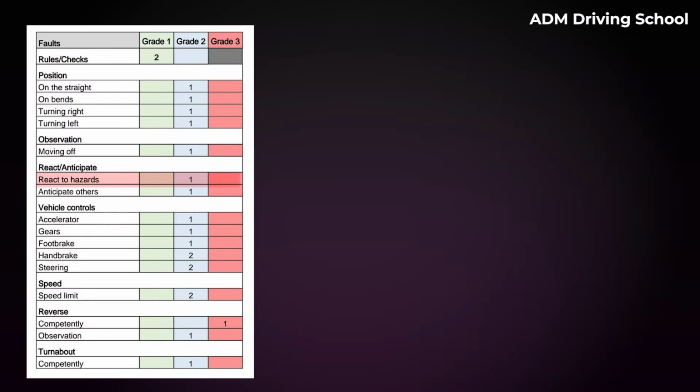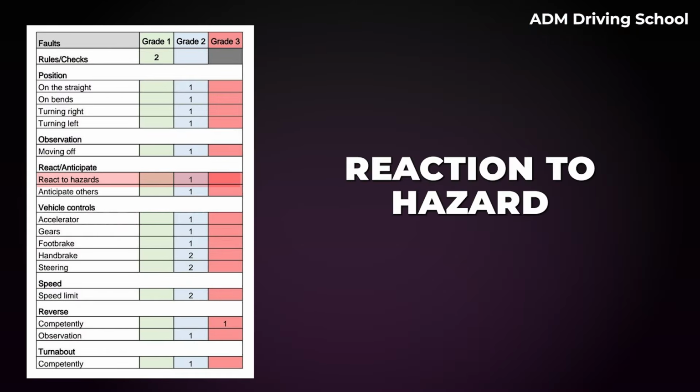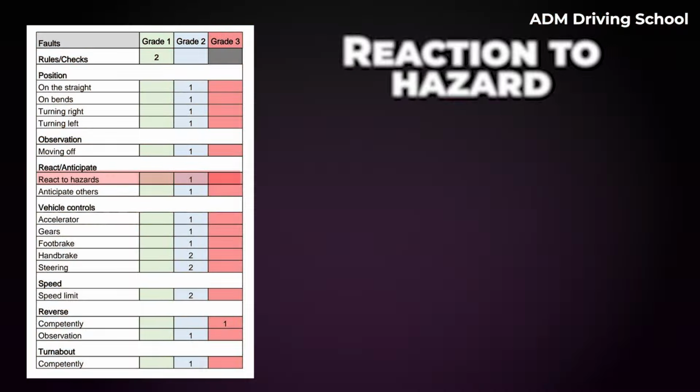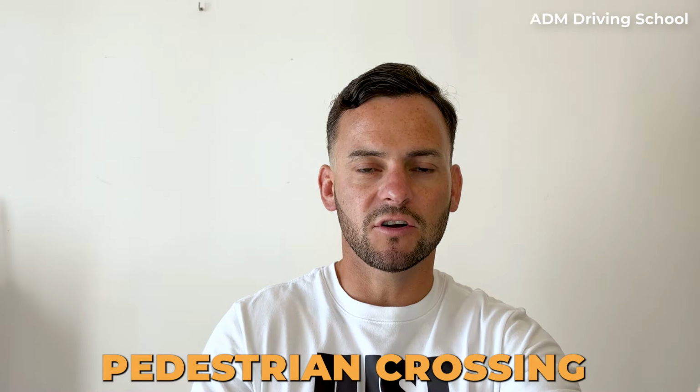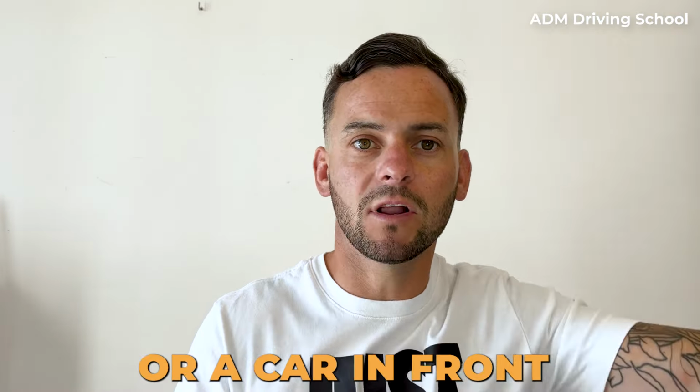Next we see they got 1 grade 2 for reaction to hazards. That usually means they were driving down the road and the tester felt they should have seen something that was going on in front and they didn't see it and they continued at the same speed. Remember, if something gets in your way, you have to show the tester first of all you can see it, and second of all you're reacting accordingly. Whether it's a pedestrian crossing the road or a car pulling out in front of you, come off the gas and use the brake. Or if it's a car parked on the left, make sure we mirror move out earlier.